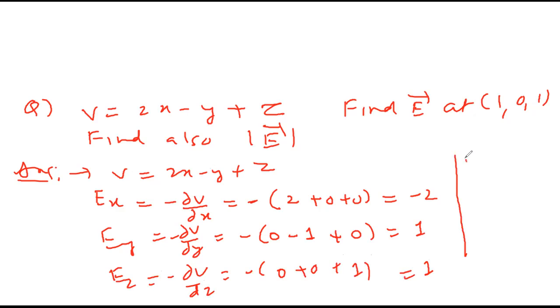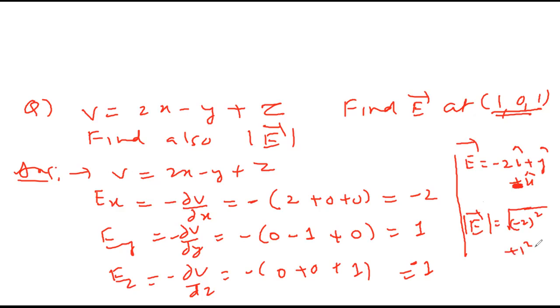Therefore E bar, we got all constant. So can I say E bar is minus 2 i cap plus j cap plus k cap? Sir, Ez will be minus 1. So minus k cap. And magnitude of E will be root of minus 2 square plus 1 square plus minus 1 square. So that will become 4 plus 1 is 5 plus 1 is 6, root of 6. Clear?